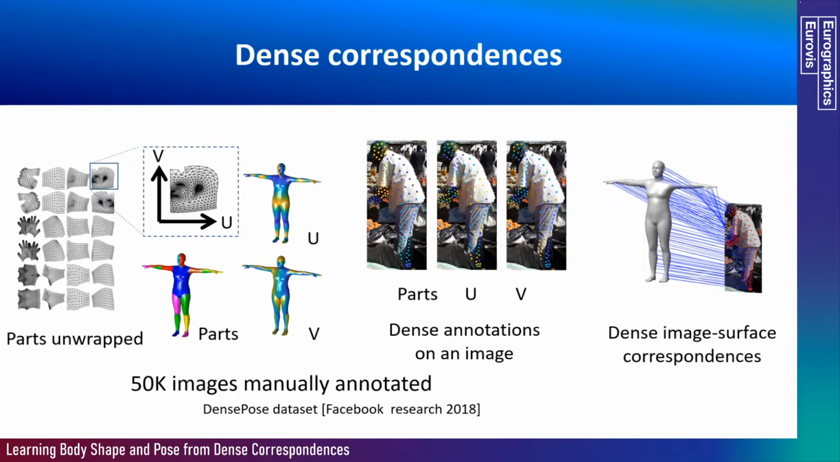In DensePose, the human body model is unwrapped into 24 parts, and the vertices in each of them are annotated with part index and UV coordinates. There are around 50K images manually annotated in this dataset. We convert the DensePose dataset into dense correspondences between body surface points and image points by simple nearest point searches.